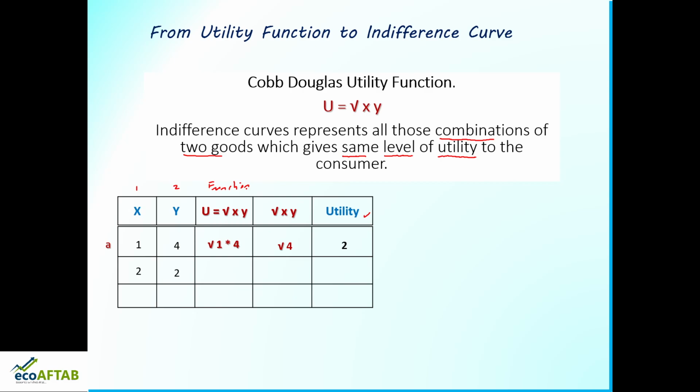Next is the second combination, which we would like to call it as B. So, combination B में हमें क्या है? We are having two commodities of x and two commodities of y, and if you put these values in the Cobb-Douglas utility function, square root of 2 into 2. So, क्या आएगा यहाँ पे? Square root of 4. Again, square root of 4 is what? It is 2. So, you can see this combination A and this combination B, both are giving us same level of satisfaction, that is 2 and 2.